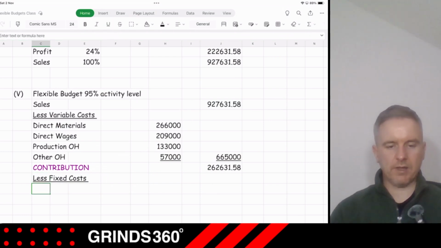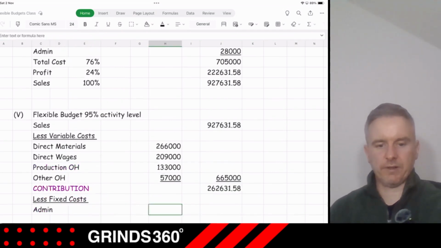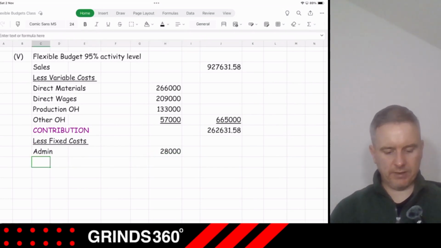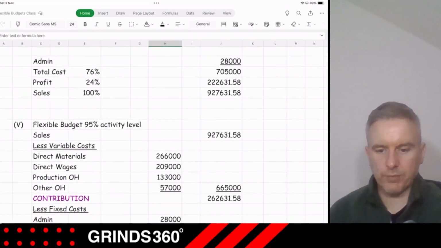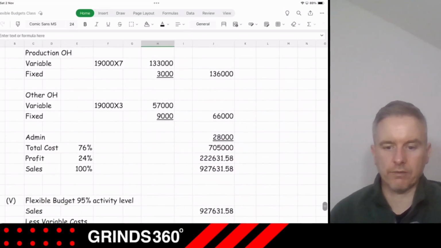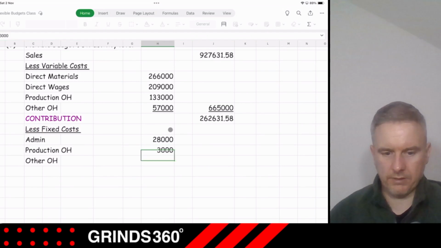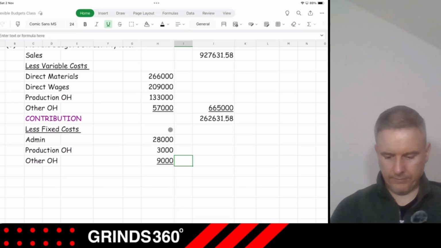So again, all we're doing is coming along and we're listing our fixed costs. So we know admin are definitely going to be fixed. So the admin figure was 28,000. And then we're going to take the production overhead, the fixed element, and then the other overhead, the fixed element, okay? So go back to your production overheads. So you can see there, fixed element 3, and then for the other overhead, the fixed element was 9, okay? So I'm taking them from here. So the 3 and the 9, just so as we're clear on that. And they transfer into the final column.